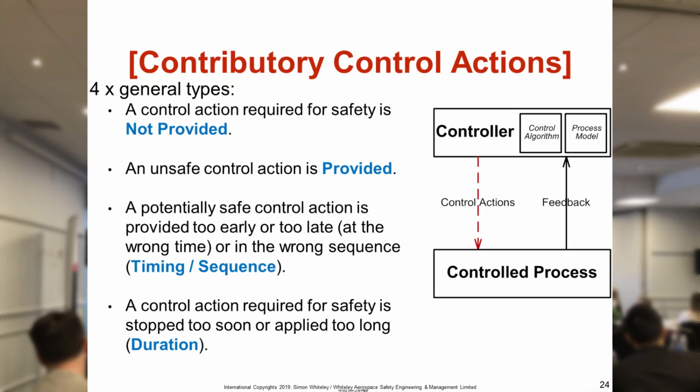Now, there are essentially 4 contributory control actions, and these might sound familiar to you if you do functional hazard analysis or functional failure analysis. So the first is a control action required for safety is not provided. The second is an unsafe control action is provided, and that results in an accident. The third is associated with timing, so if the control action is too early, too late, or in the wrong sequence. And then the fourth one is about the duration that control action is provided, so if it's provided too long or too short. Now I'm sure these are all quite familiar to you already.